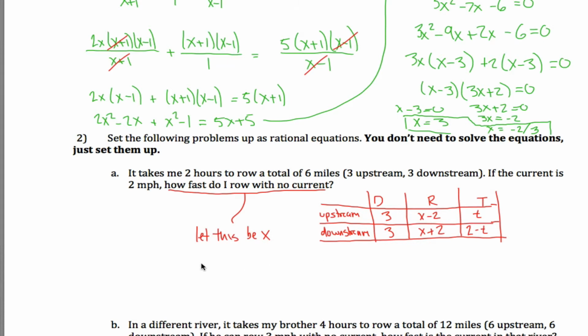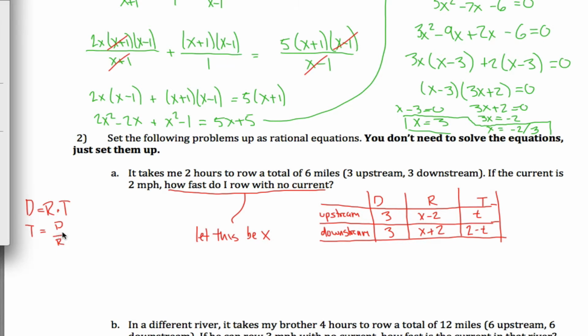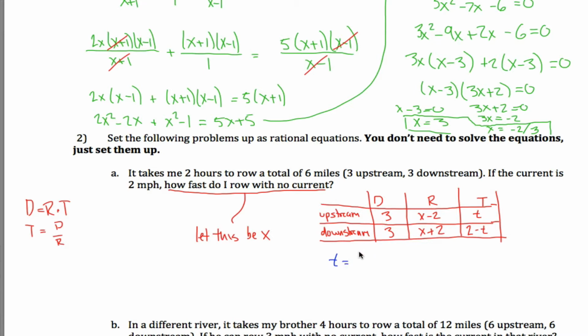of the t's. To get rid of the t's, I'll notice that because distance equals rate times time, time must be equal to distance divided by rate, if you divide both sides by r. So I can take this and say time, t, is equal to distance, 3, divided by rate, x minus 2. Or if I use the bottom one, time, 2 minus t, that doesn't look like 2 minus t, so I'll try again. 2 minus t is equal to distance, still 3, divided by the rate, x plus 2.